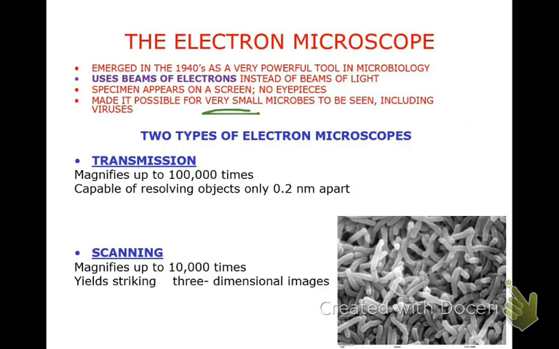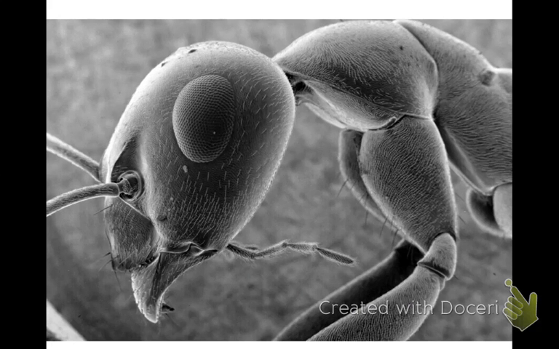So there's two types of electron microscopes. There's transmission, which really lets you see the surface of the organism. I guess it looks at transmittance across the surface. And then there's scanning, which shows like a 3D image. And so if you look to the right, that's probably E. coli. And you can see it looks 3D. So that's with the scanning. And there's an ant with a scanning electron microscope. I just thought that was neat.